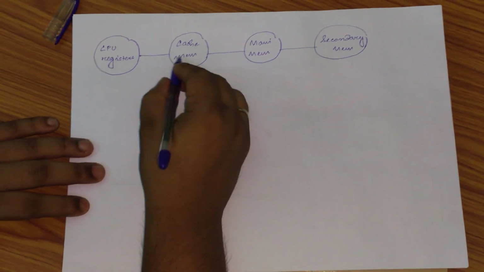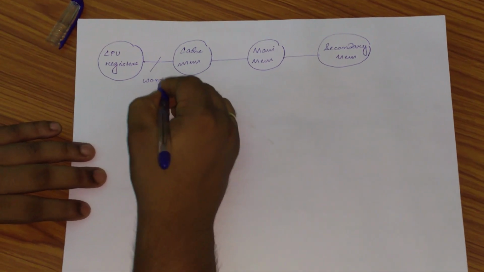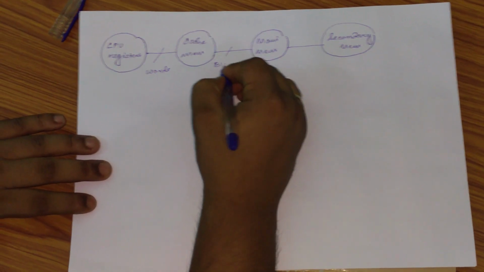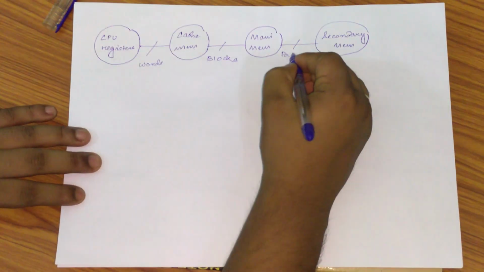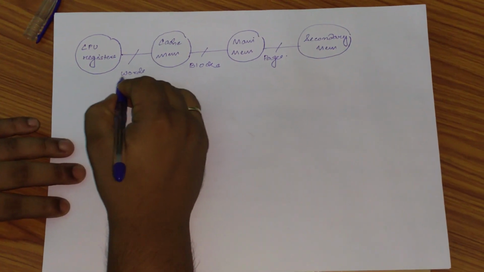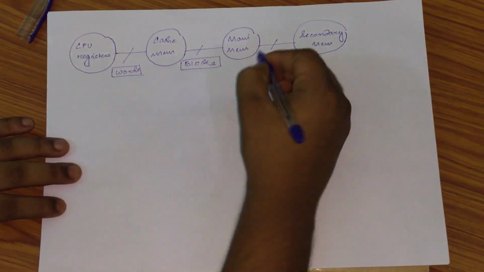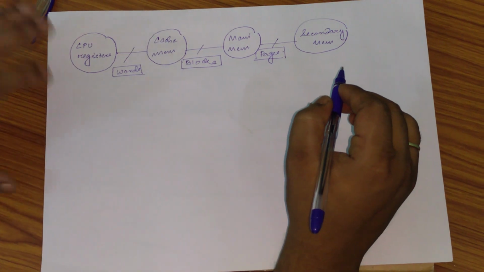In between CPU registers and cache memory, words are exchanged. In between cache memory and main memory, blocks are exchanged. And in between main memory and secondary memory, pages are exchanged. We will get to know about all these, what are words, what are blocks, and what are pages in the later lectures. Just remember that this type of exchange happens.